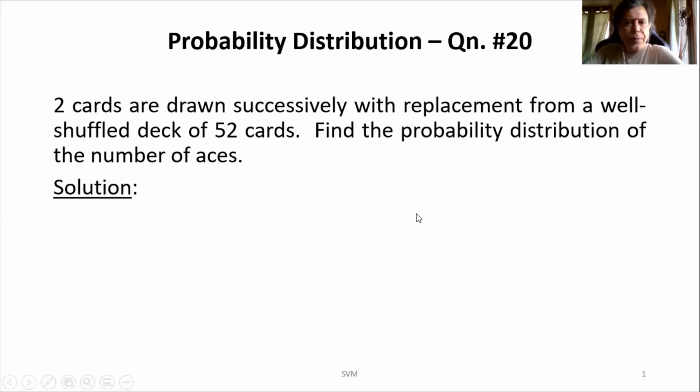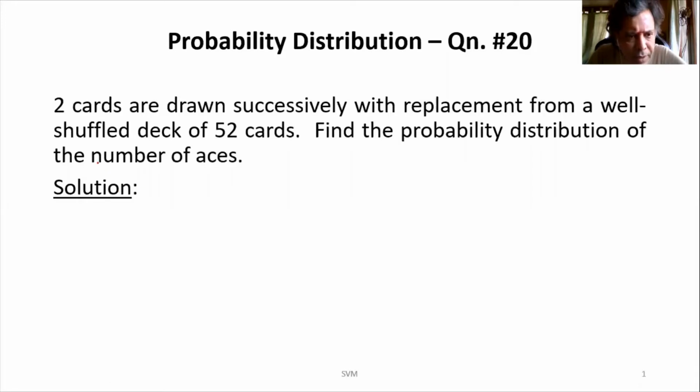In this video, we'll see a numerical example of how we create a probability distribution for a random variable. It is question number 20. The question says, two cards are drawn successively with replacement from a well-shuffled deck of 52 cards. Find the probability of the number of aces.